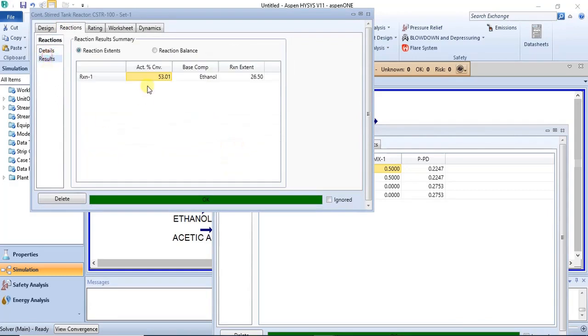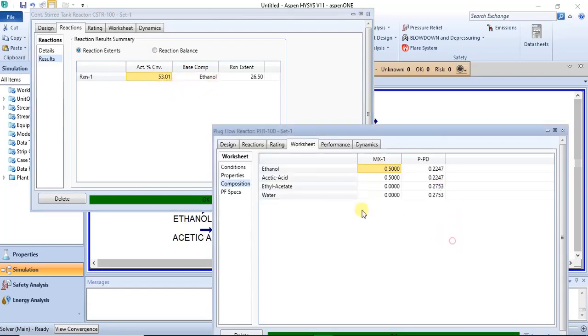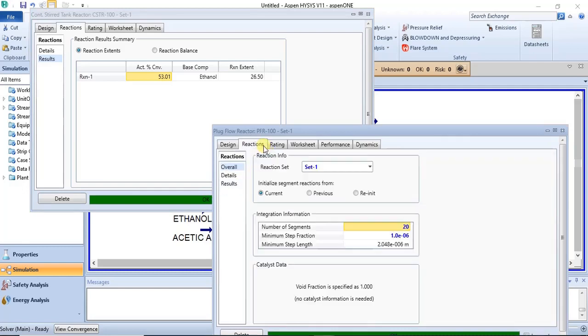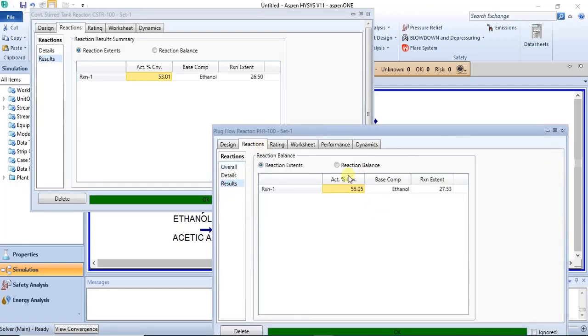So you have the conversion. So you can determine conversion for your kinetic models, right? That is one of the advantages of modeling kinetics, right? So you specify your kinetics and the software calculates conversion, right? It calculates conversion. So conversion of ethanol is 53.01, while here conversion is, let's check. See, conversion is 55.05, right?